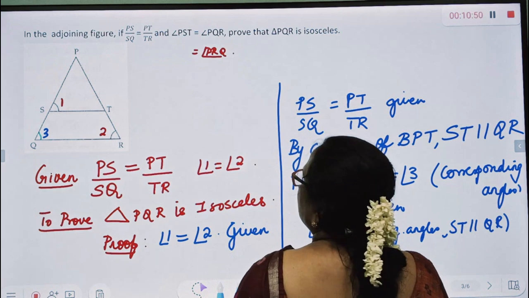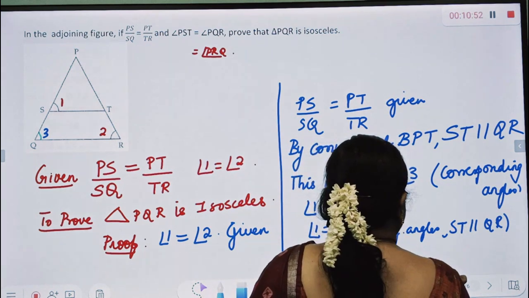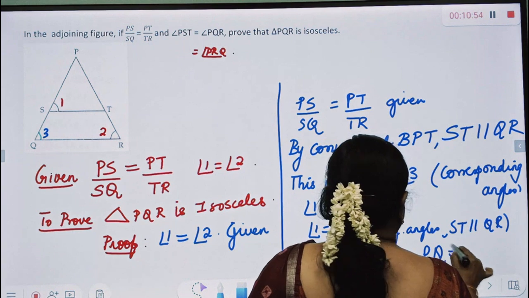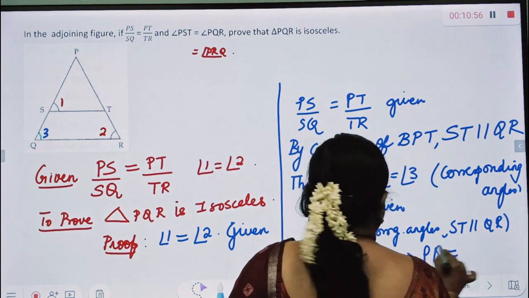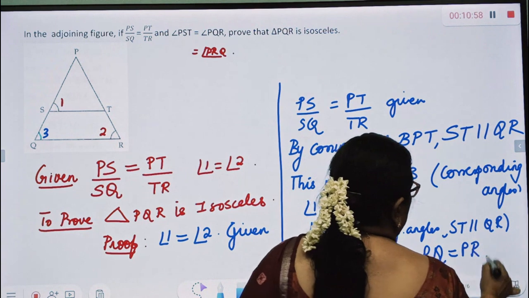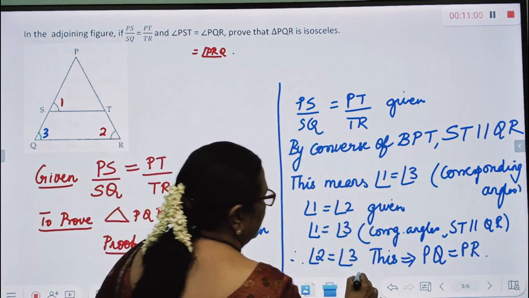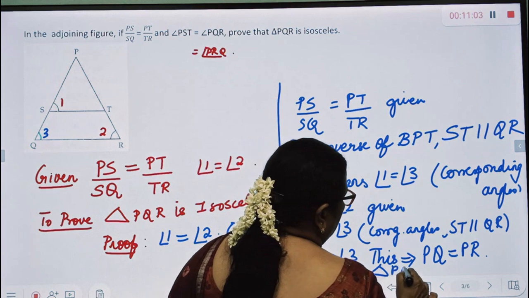Okay, what is the side opposite to angle 2? PQ. What is the side opposite to angle 3? PR. Therefore, triangle PQR is isosceles.